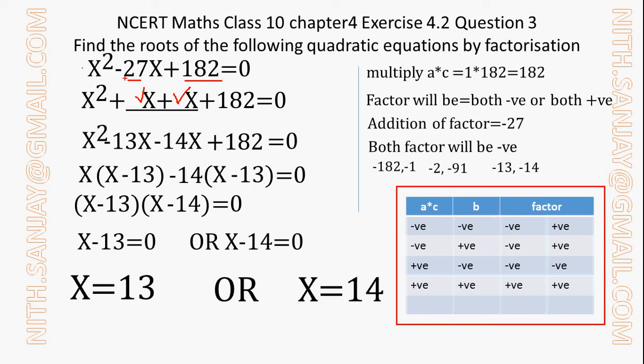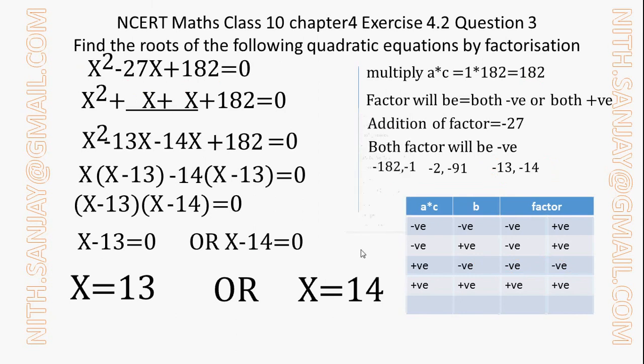Here my b is negative. So because my b is negative, either this or this condition is there, and the multiplication of a and c is positive. So this is the condition. So in this case both my factors are negative. See, both my factors are negative, minus 13 and minus 14. Okay, anyway, let us proceed and solve this question further.